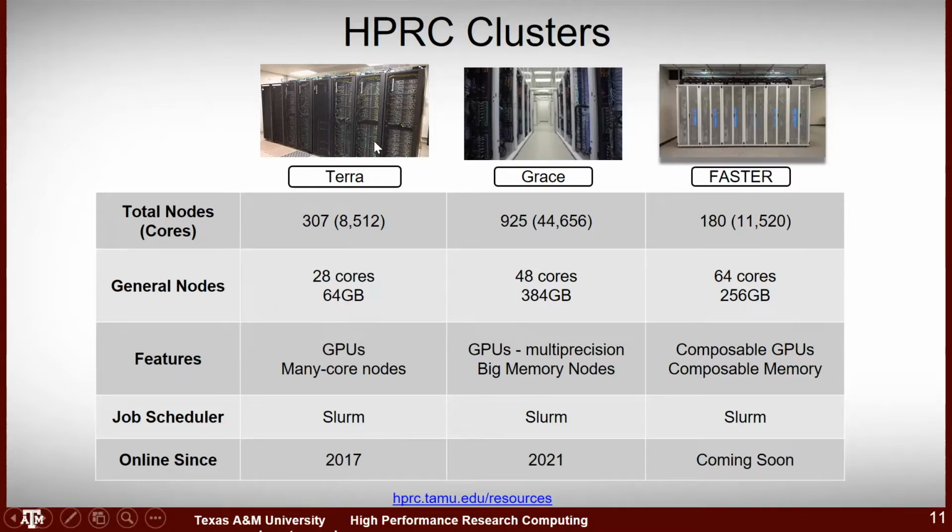All 3 of these clusters have GPUs. Grace has more kinds of GPUs than Terra has, I think. But Faster has a neat trick where its GPUs and memory are what's called composable. That means when you request a node, you can request additional resources to be attached to that node. And in real time, the cluster reconfigures itself in such a way that that node becomes a thing that exists.